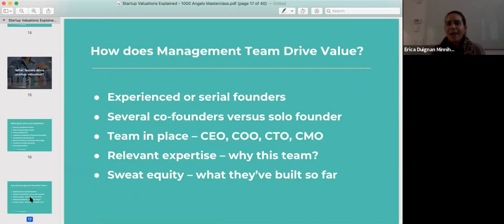So if we talk about how management team drives value, experienced or serial founders, definitely. It's much more valuable to have a company with several talented co-founders versus a solo founder. And you'll often hear that it's nearly impossible to raise money as a solo founder. So having a team in place, a CEO, a COO, and a CTO if it's a technology company, are considered the trifecta of what you must have.